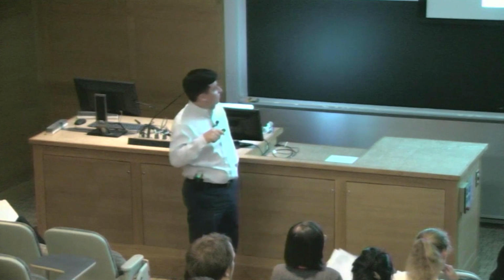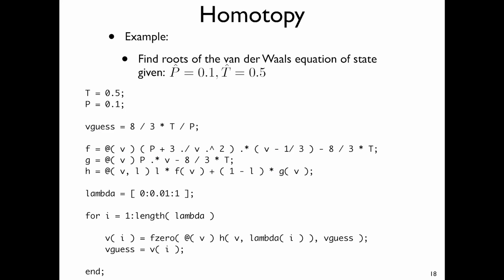Here's what the process might look like. I have to start with a reduced temperature and pressure. Here's my initial guess for the molar volume. It's the solution, the root, of our ideal gas equation. Here's the definition of F and the definition of G and the definition of H: L times F plus 1 minus L times G. And I'm going to loop over all of my lambdas, solve the equation subject to some initial guess, and update my initial guess every time I update lambda. That's the code. You can implement the code if you want or play around with it.